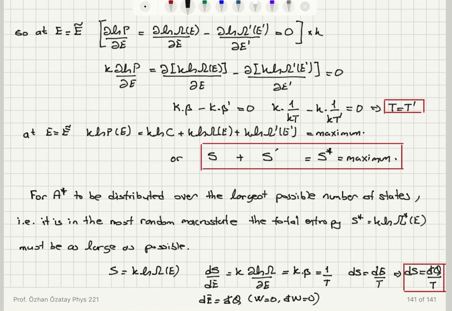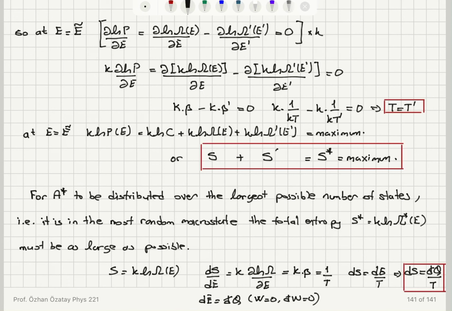So the total entropy, S star, must be a maximum at this point. And this basically implies for A star to be distributed over the largest possible number of states, i.e. it's in the most random macrostate, most disordered state, the total entropy S star, which is k ln omega star at this energy E, must be as large as possible.